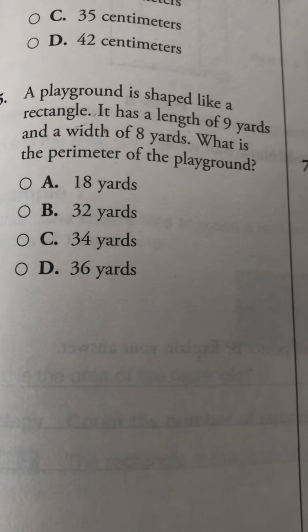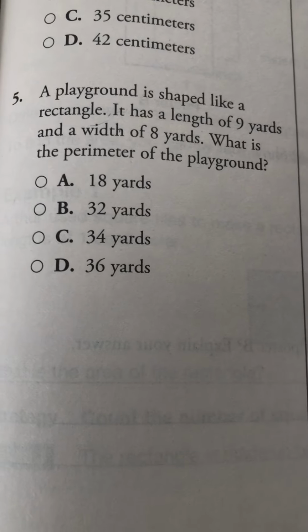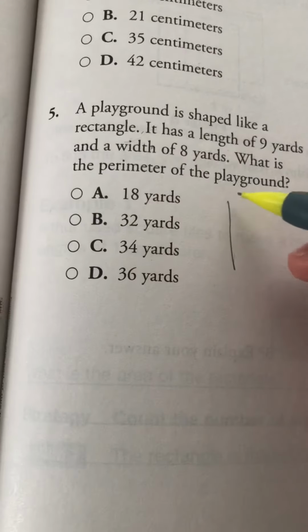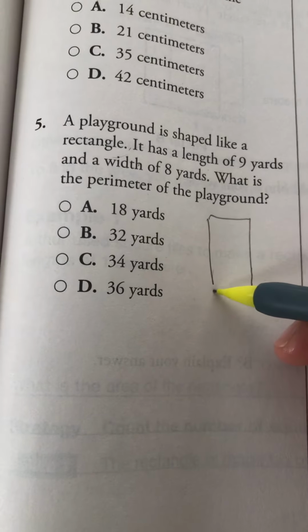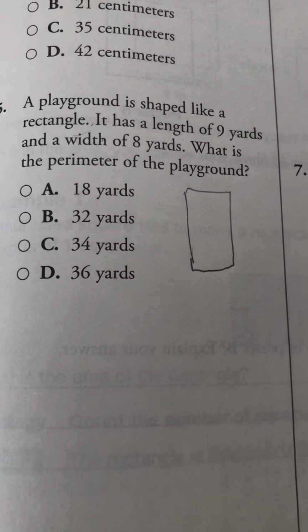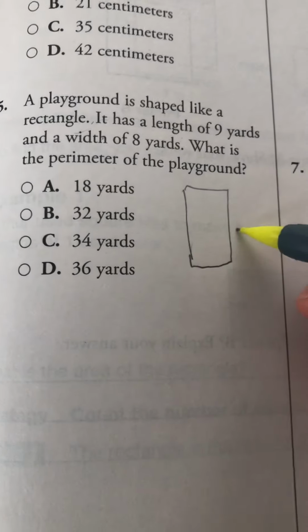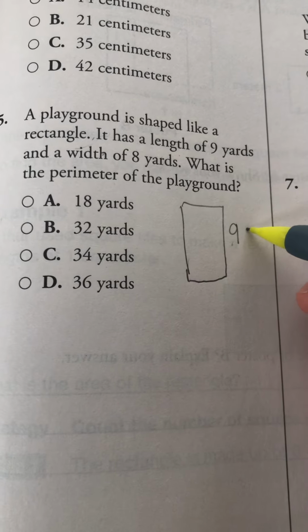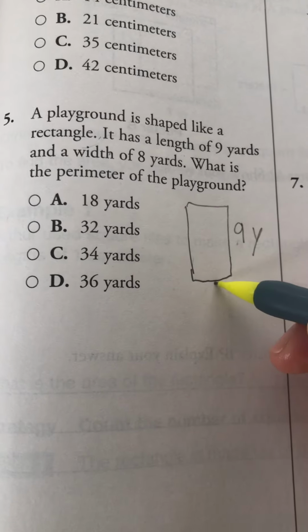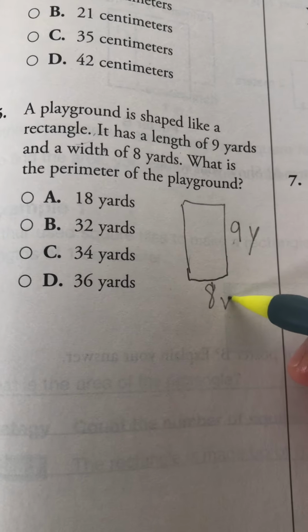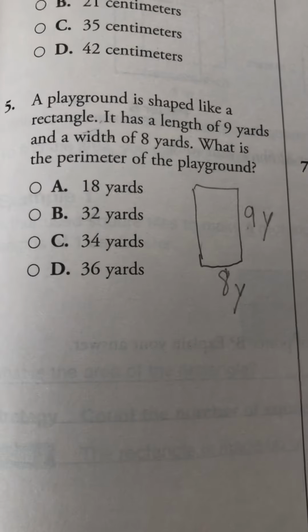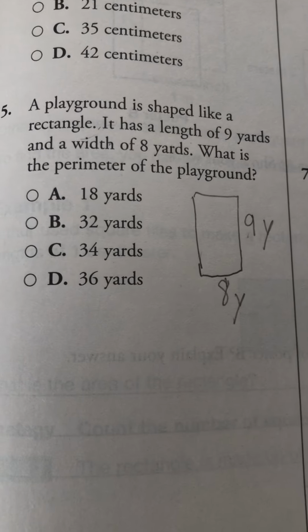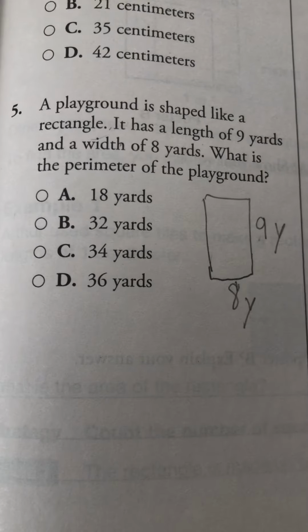Perimeter means plus. So if it does not give you a model, sweet children, make your own. So I'm just going to draw a quick little rectangle here, nothing fancy here. We're going to pretend like this is 9 yards, and we're going to pretend like this is 8 yards, even though those don't quite match up. But that's okay. We're going to go with the numbers.